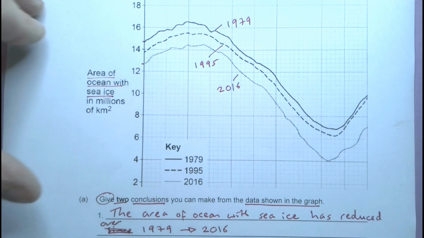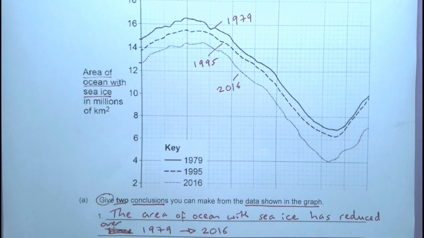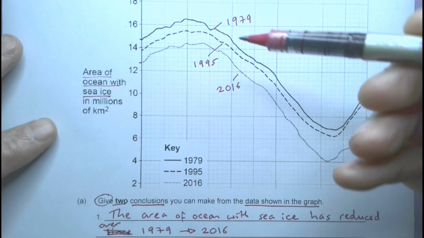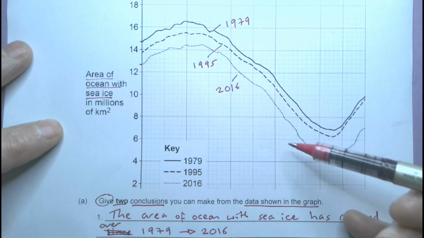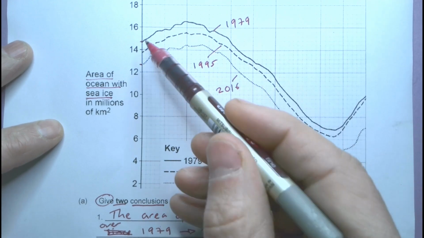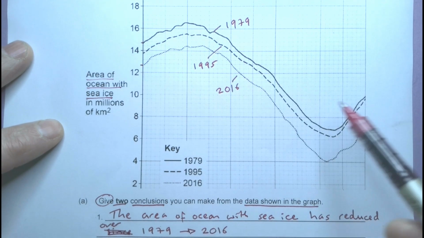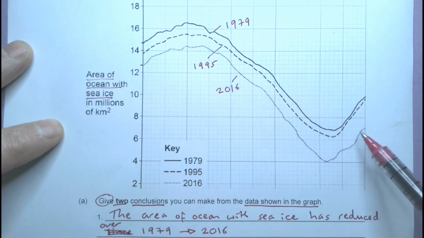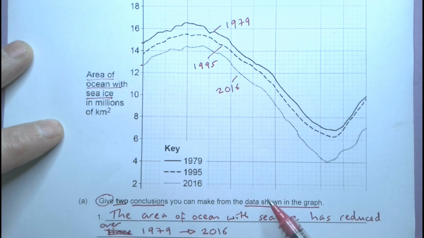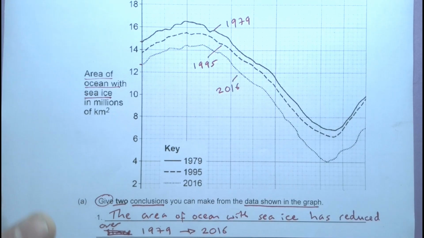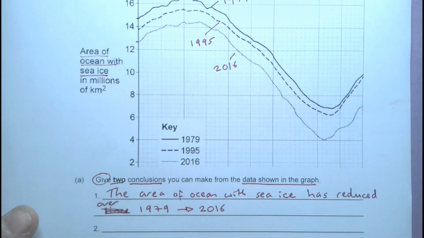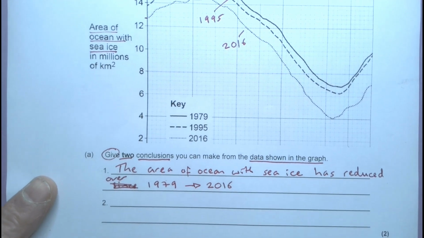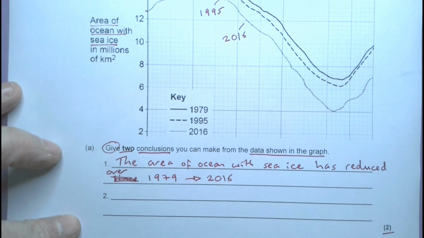Okay, the next conclusion. Well, what else do I notice about it? Well, I notice actually it follows the same shape. So all 3 of them follow the same sort of pattern throughout the year, don't they? I'm not quite sure what the x-axis is, it doesn't tell me, but they all follow the same pattern. And if you didn't know that, you wouldn't be able to guess that without looking at the graph. So the graph tells us they all follow the same pattern.